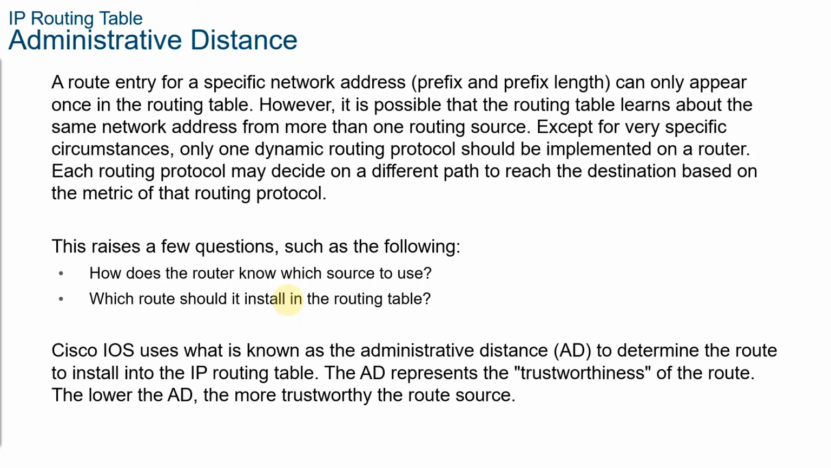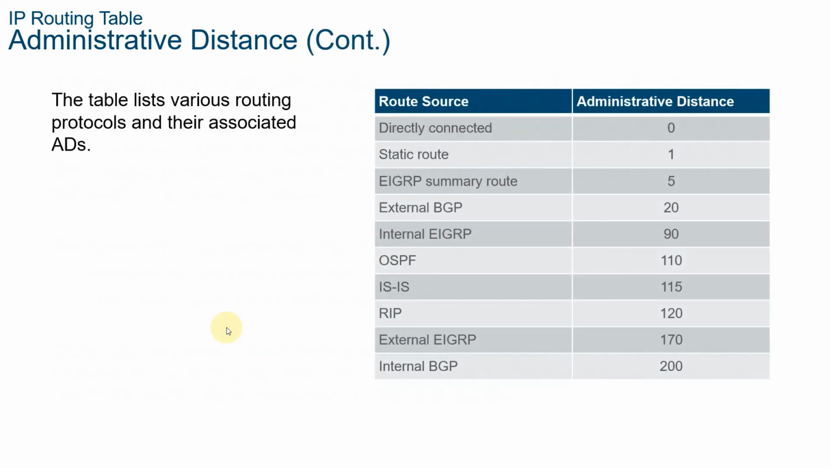All right, so the AD does not necessarily represent which dynamic routing protocol is best. Now take a look at the table here. A more common example is a router learning the same network address from a static route and dynamic routing protocols such as OSPF. A static route has an AD of 1. Directly connected is of course 0.